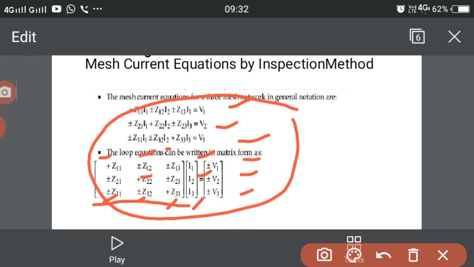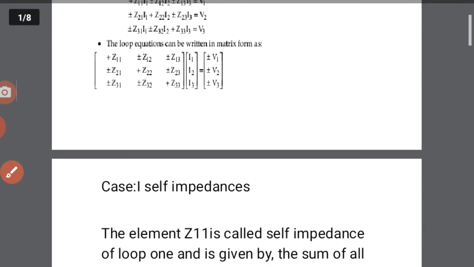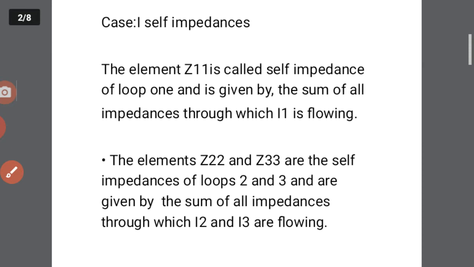In this case we are considering three loops, so we consider V1, V2 and V3 as the sources. The currents flowing through each loop are I1, I2 and I3. The impedance parameters are Z11, Z22, Z33. Next, first case: self impedances.